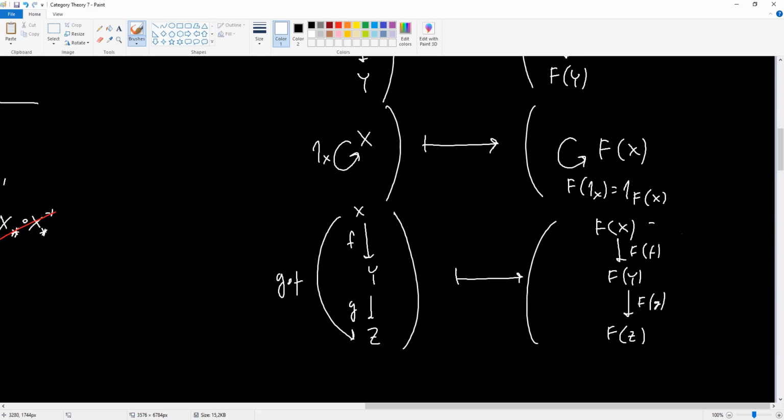Let me know if I should re-explain some parts of the definition of a functor. So this should equal F of g composed with F of f.